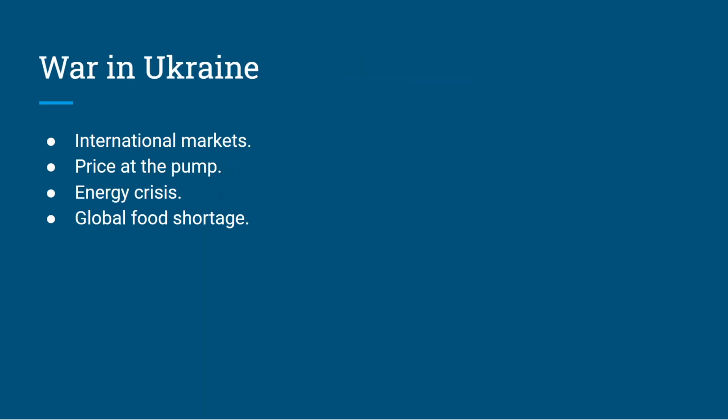There's also the war in Ukraine. So we've seen how it's affected international markets, especially we've seen the price at the pump. So we've seen gas prices much higher because Russia was a big producer for our oil and a big supplier in the international market. We've also seen the energy crisis in Europe. So there's less energy being produced, less people able to get energy. We've also seen a global food shortage, more particularly for people in Europe, as Ukraine was a big food producer.